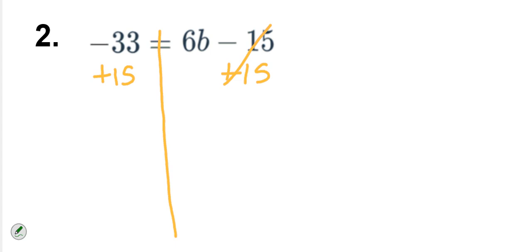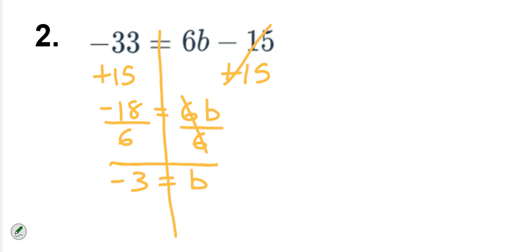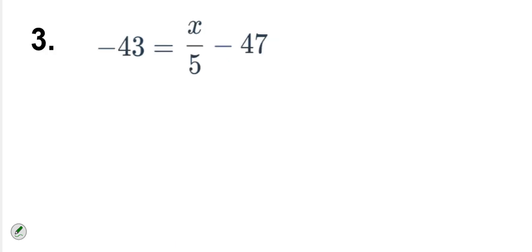All right, we got 2 more to go. This one's a little different. Yes, the x is on the right side, but we've got a 5 in the denominator of the fraction. We can handle it. So we are going to add that 47 to both sides first. Negative 47 plus 47, gone, right? Negative 43 plus 47, that's just a plain old 4, because that's 47 minus 43. And we just bring down the x over 5.